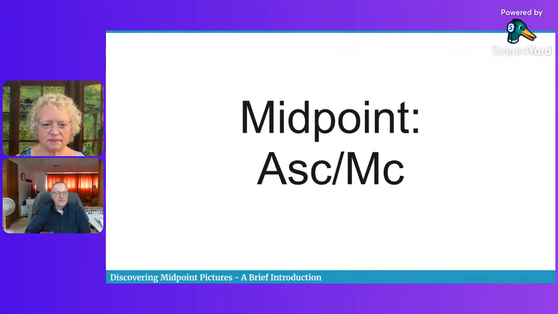Okay. Thanks. So today I thought we'd talk about midpoints in general. We talked about how they're created, how much more information they give, and the most important midpoints and midpoint pictures that there are. And I think we did a pretty good job of going over the Sun Moon midpoint, the Ascendant MC, which we're going to cover in more detail today, the Jupiter Pluto, and the Saturn Pluto midpoints, because you always want to keep your eyes on those four.